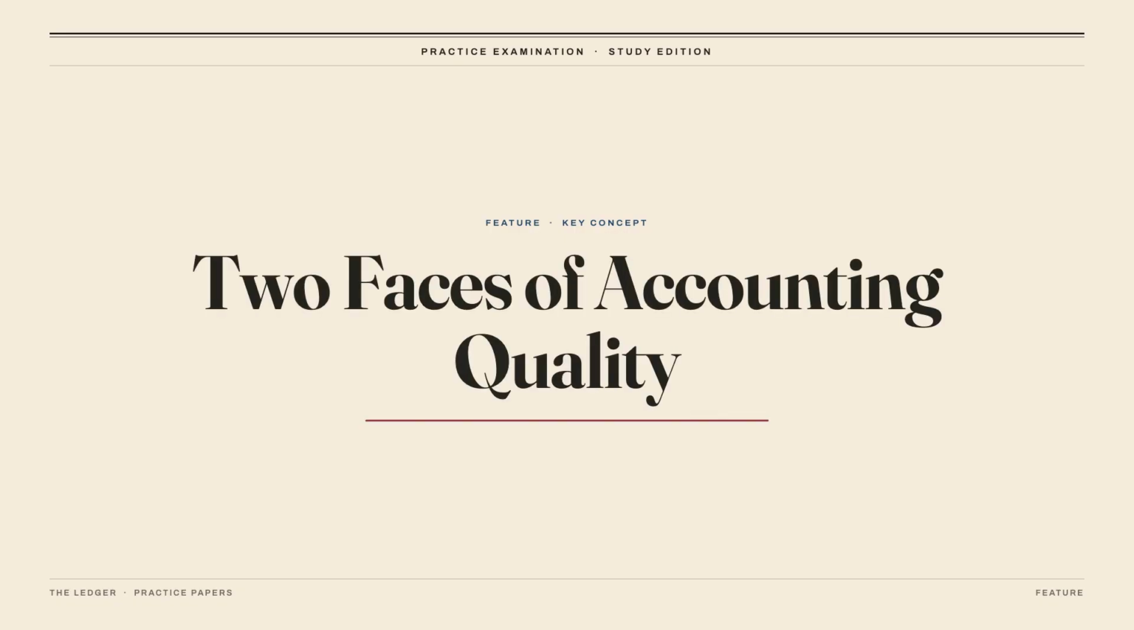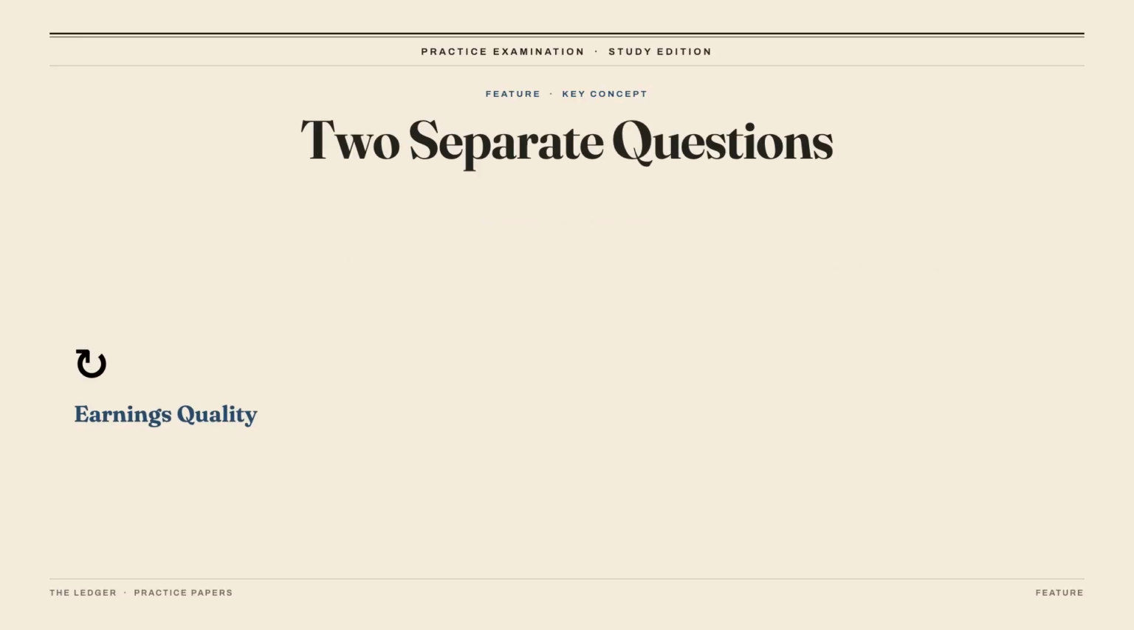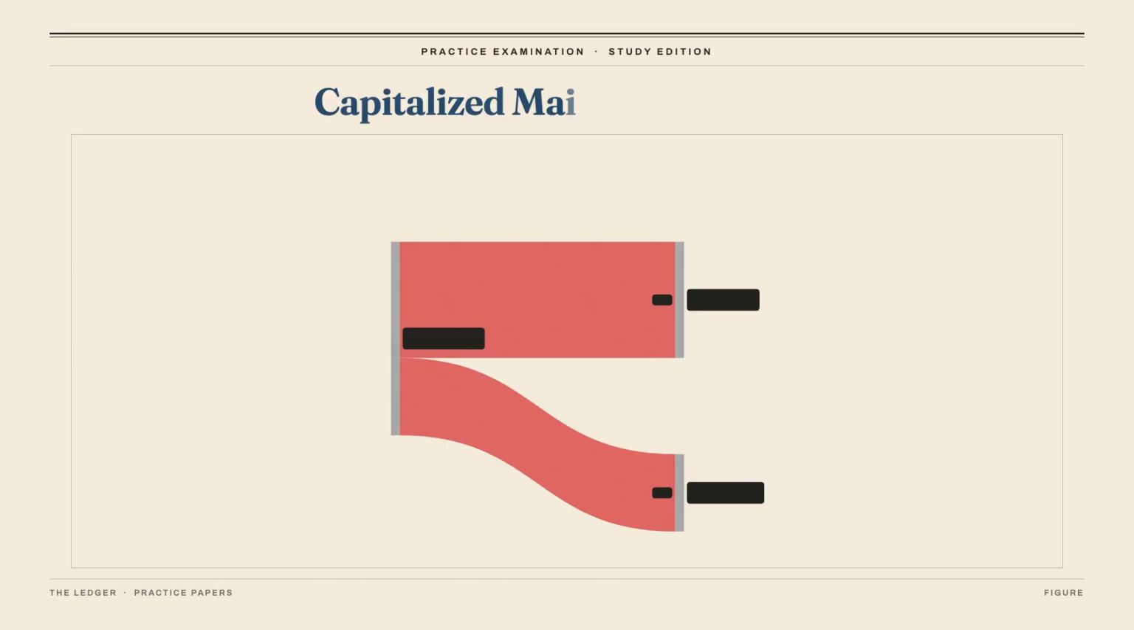Accounting quality isn't one score a company earns or fails. It shows up separately on two statements, and a company can look strong on one while hiding weakness on the other. Earnings quality lives on the income statement and asks whether results will persist. Balance sheet quality lives on the balance sheet and asks whether reported values are faithful. These two can point in opposite directions at the same time.